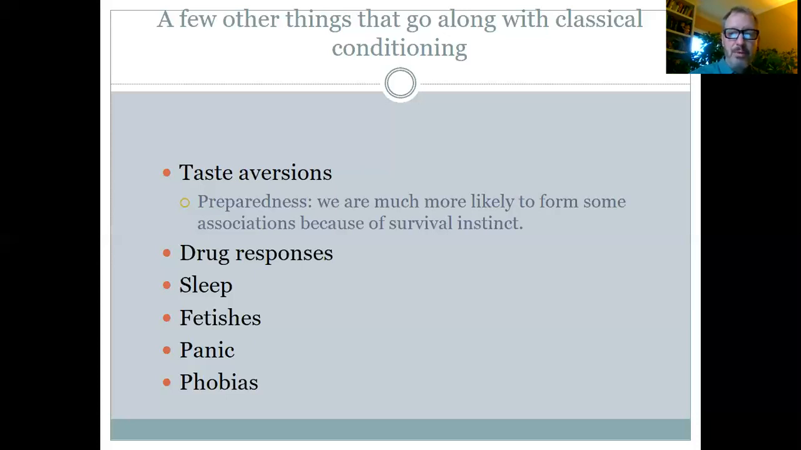I hope this has helped with some of your understanding of classical conditioning. I'm also going to post a couple other videos on the module about classical conditioning. And then hopefully tomorrow I will post one about operant conditioning. Thanks for being with me.